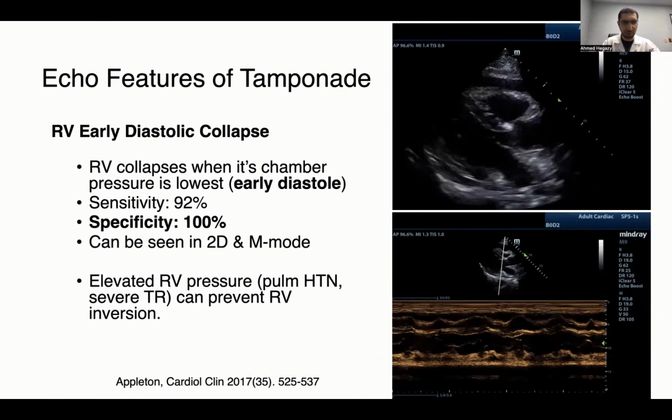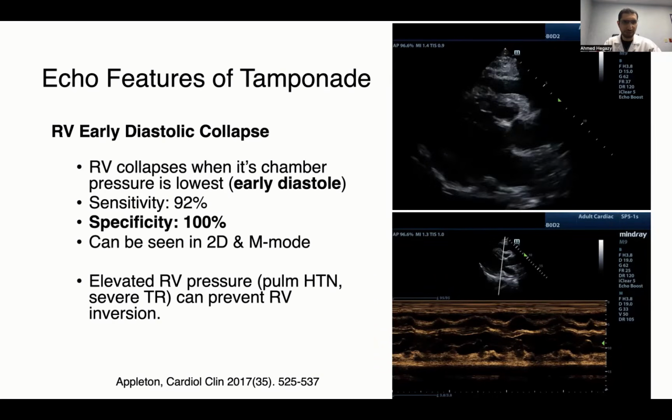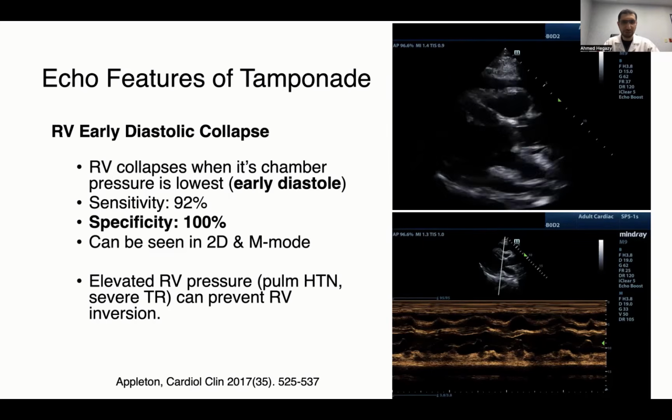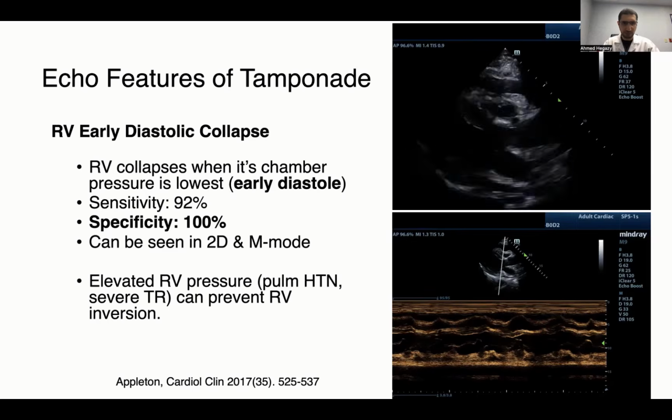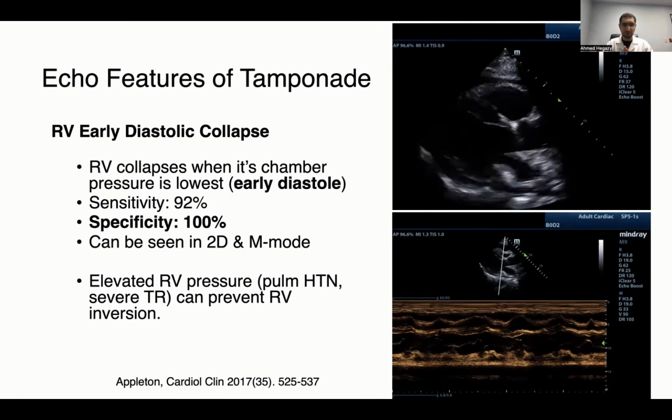The second feature of pericardial tamponade is right ventricular early diastolic collapse. This is a very specific finding for tamponade. It's 100% specific. When you see right ventricular diastolic collapse, it is 100% specific for tamponade. Sensitivity is only 92%.